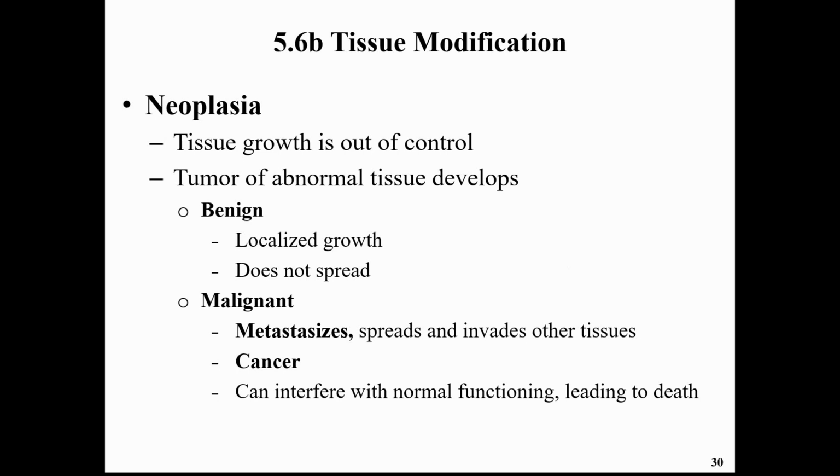Typically, malignant neoplasia will spread quickly. It typically is not encapsulated, so it really has no boundaries. Malignant neoplasia, in addition to metastasizing or spreading, typically grows very quickly and is unbounded by any kind of surrounding encapsulation.